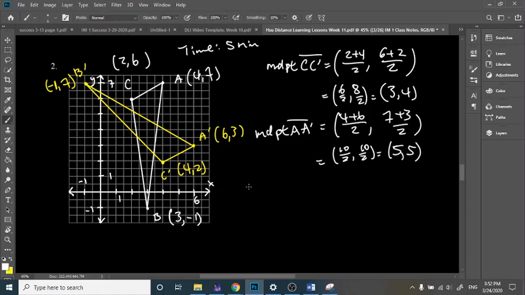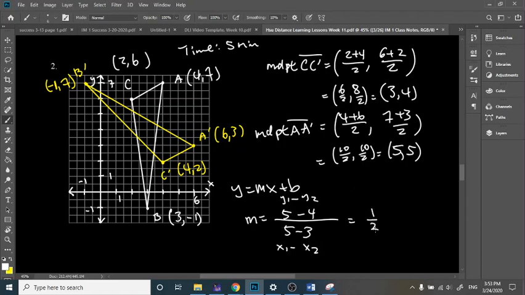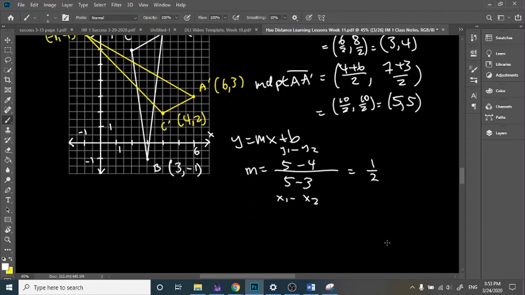Okay, now let's find y equals mx plus b, the equation of the line. Okay, so let's choose, it doesn't really matter which one as our first one. So remember, y1 minus y2 over x1 minus x2: 5 minus 4 over 5 minus 3. Let's just do it that way, 1 over 2. Okay, so slope of a half, great.